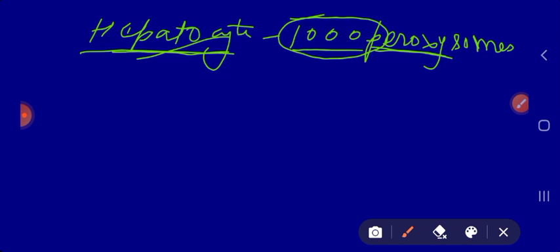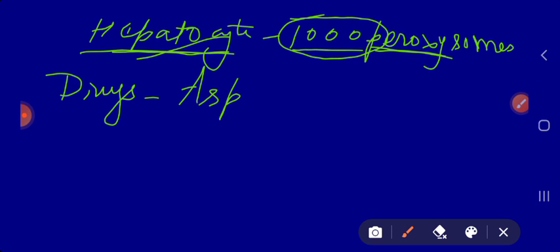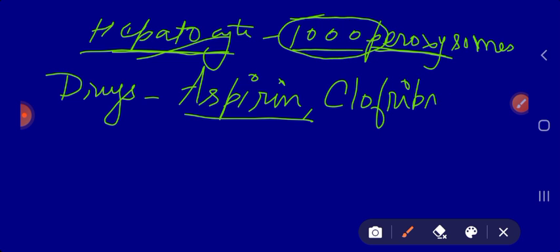Now, this number is even larger, as I have said. Drugs such as aspirin and clofibrate can induce peroxisome proliferation. There are some drugs also known as aspirin. Well, you all know about aspirin, I think. Everybody is aware of aspirin, right? Which is actually aspirin, and clofibrate. These drugs can also induce the peroxisome proliferation.